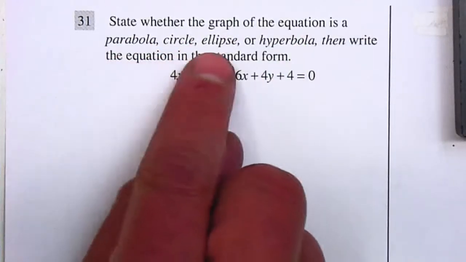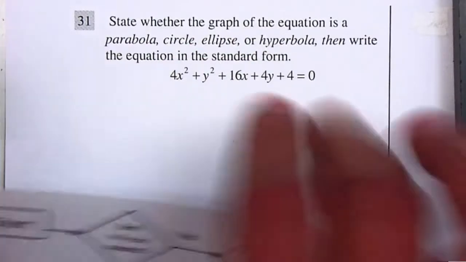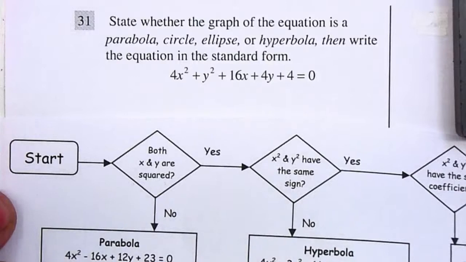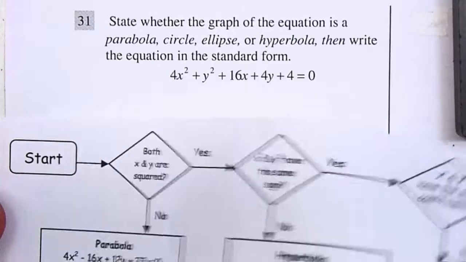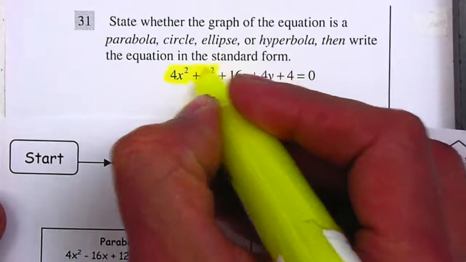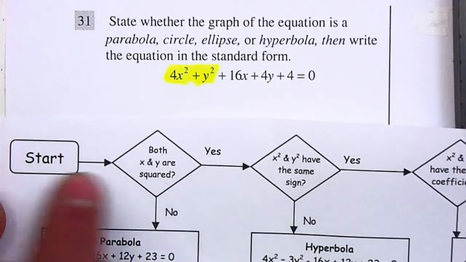State whether the graph of the equation is parabola, circle, ellipse, or hyperbola. Now, all of you guys received this in class. And whenever you're trying to decide what type of shape this is, you're looking at the terms that have a square. So in this case, we are looking at the x squared and the y squared. And we're going to answer the following questions. We're going to start. Are they both squared?